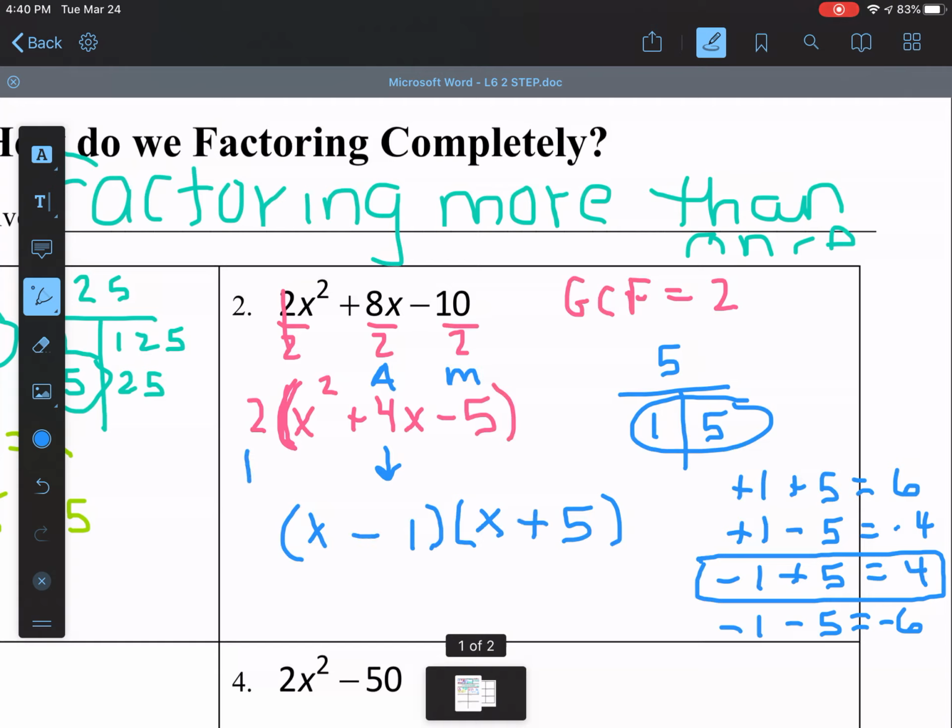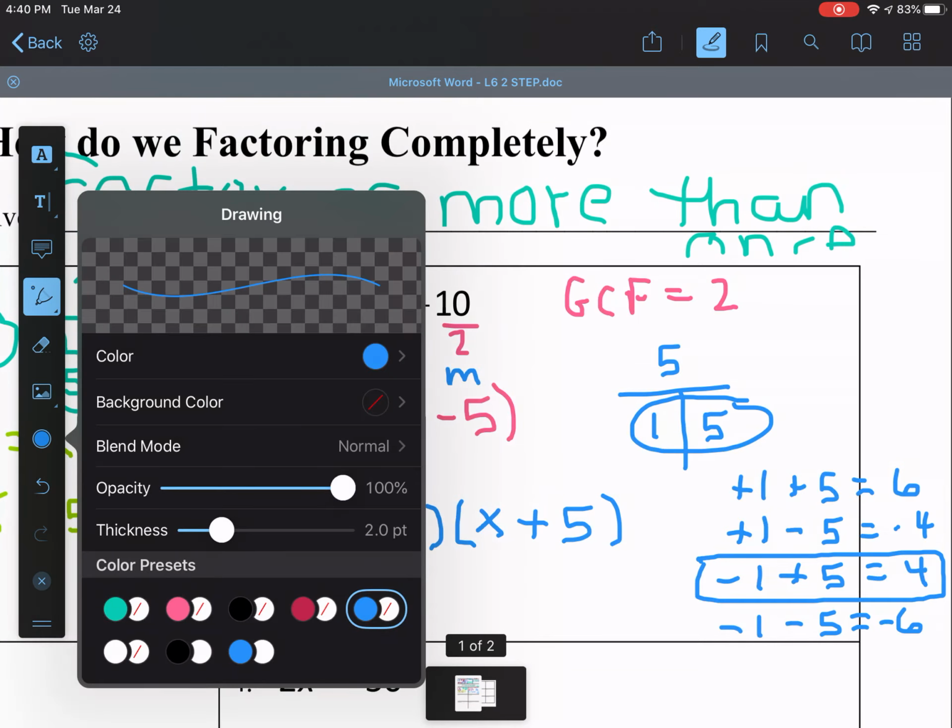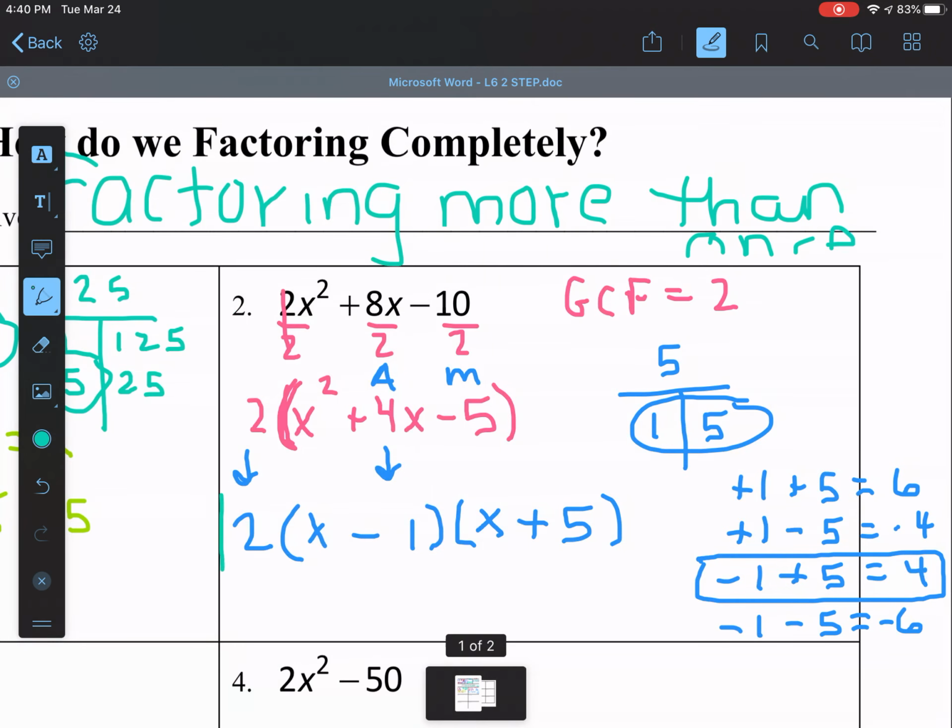And just don't forget to bring down your 2. He didn't go anywhere. He just stepped outside. He's still there at the party. Don't kick him out. So this is our final answer.